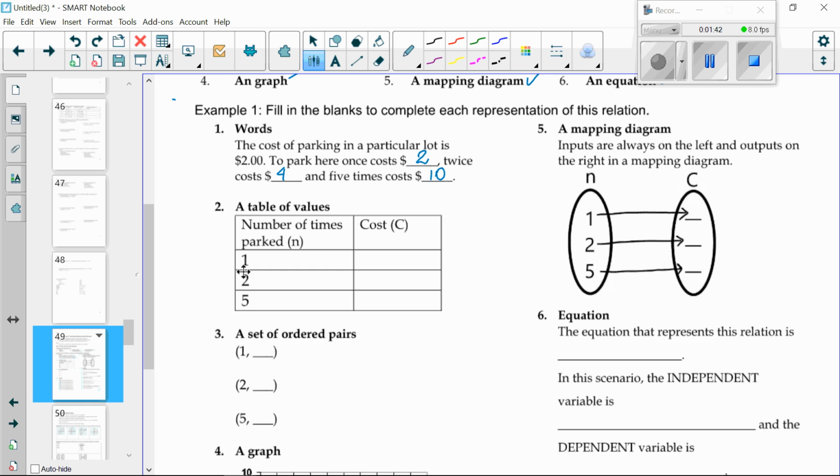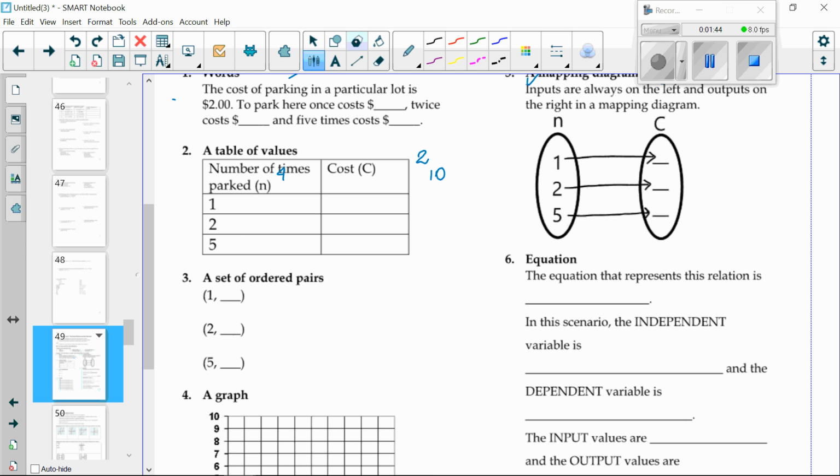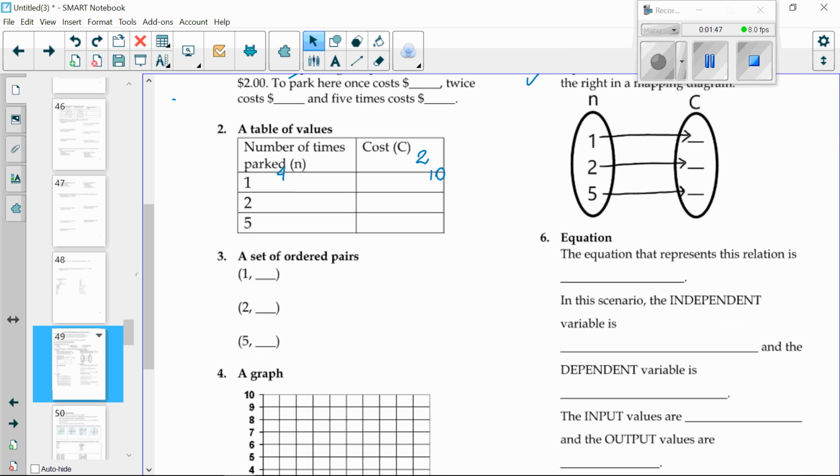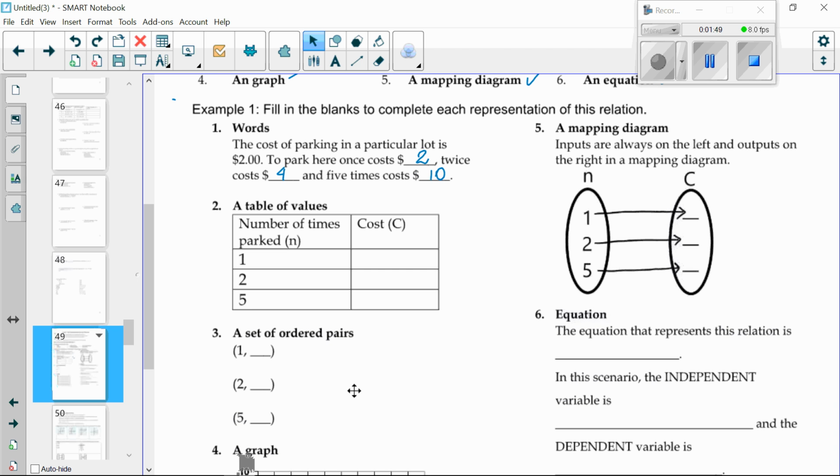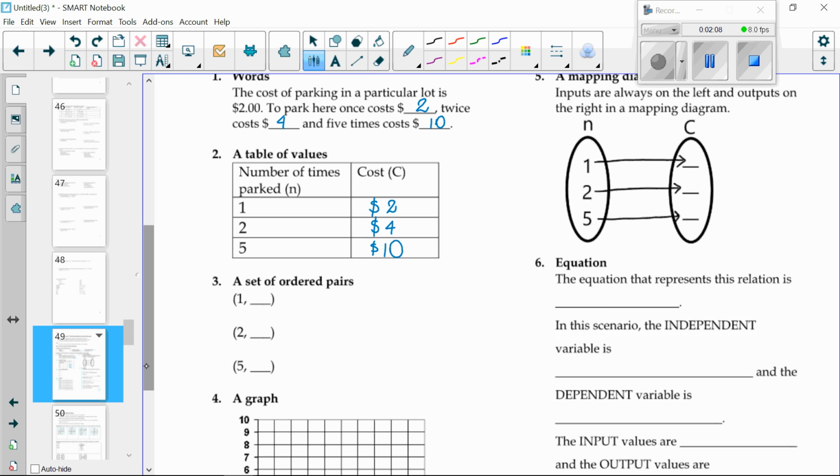If we park one time, the cost is $2. If we park 2 times, the cost is $4. If we park 5 times, the cost is $10. Okay, number 3, let's write this as a set of ordered pairs. 1, 2, 2, 4, 5, and 10.